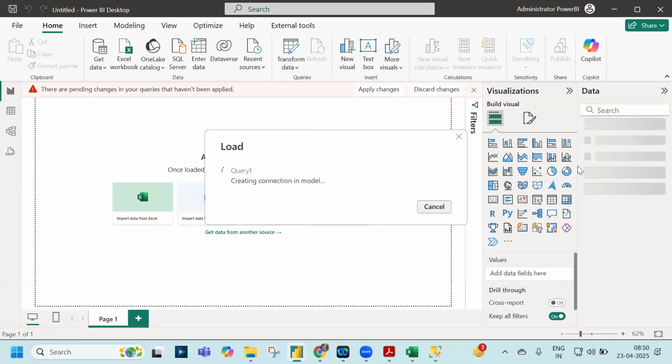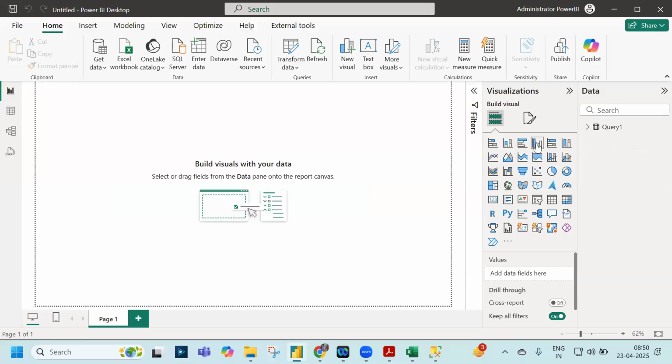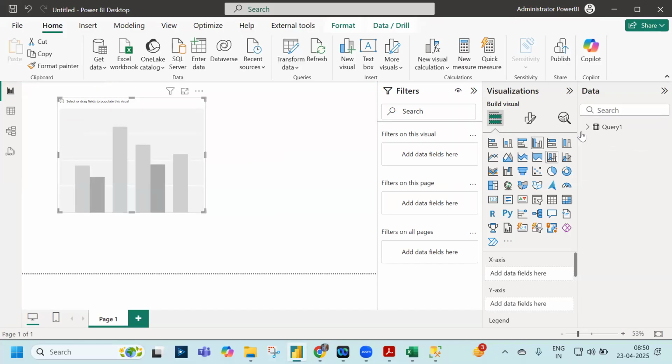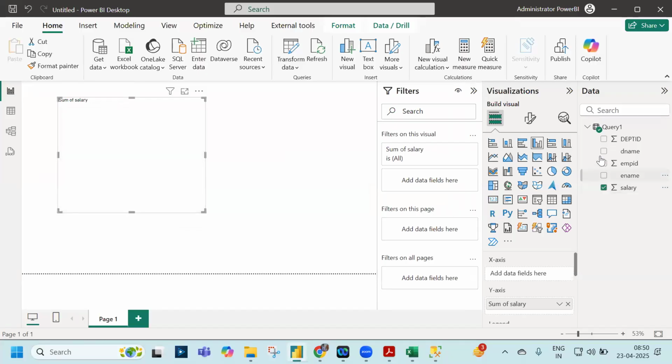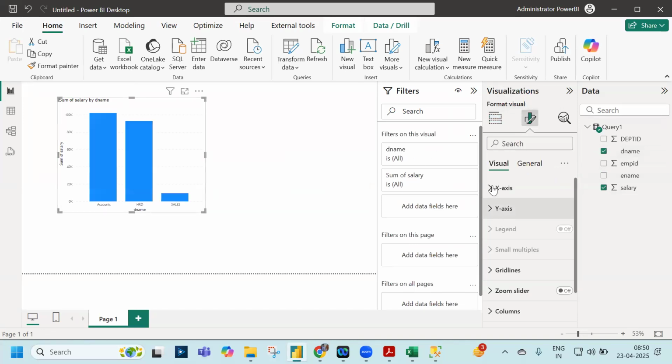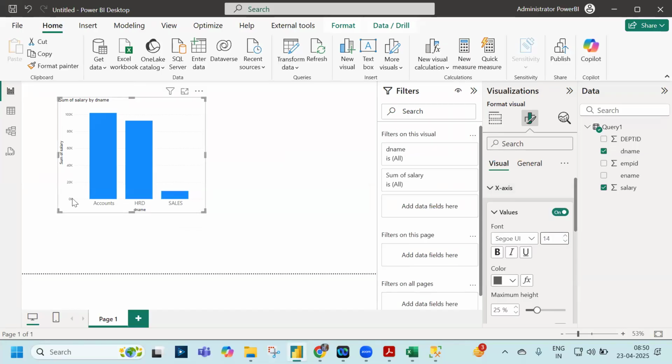Now you see, I can easily create visuals using the data that I got from the SQL Server table. I want to create a department-wise total salary report, okay? I want to show the salary by the department name. See that?